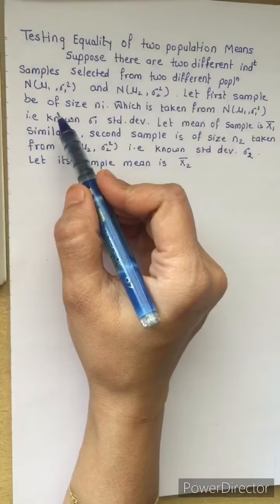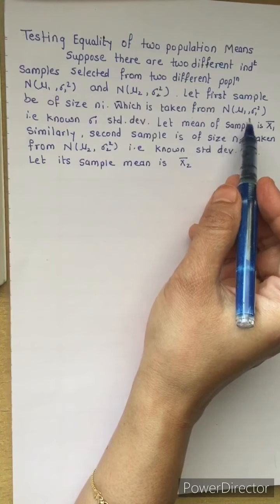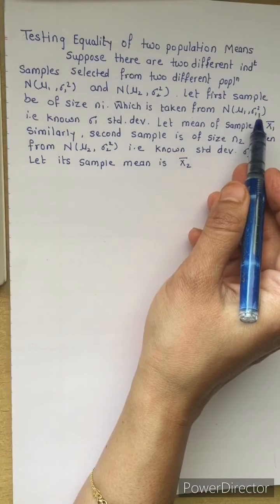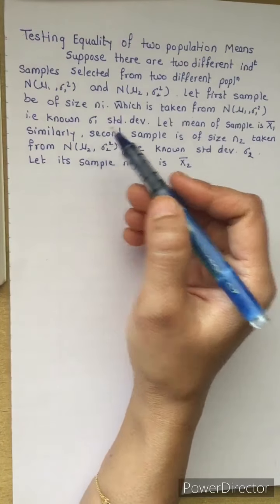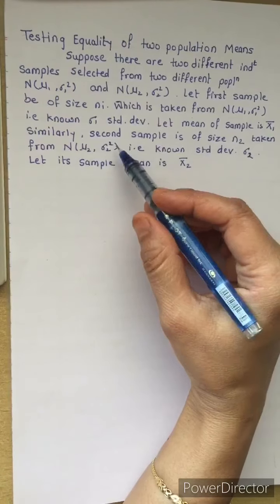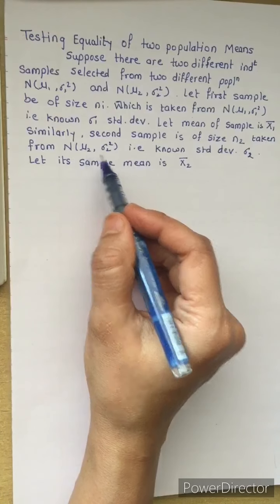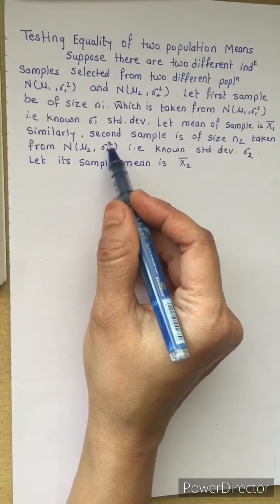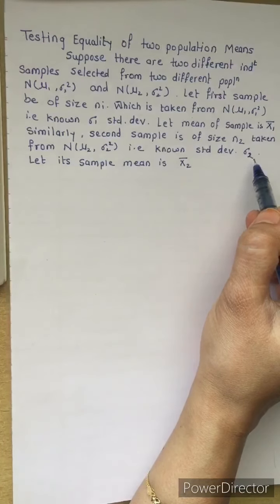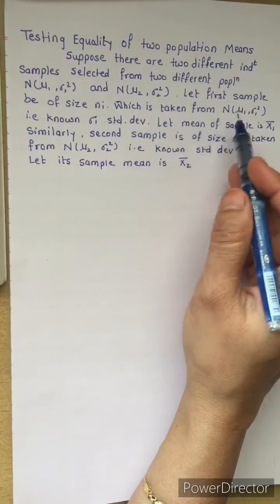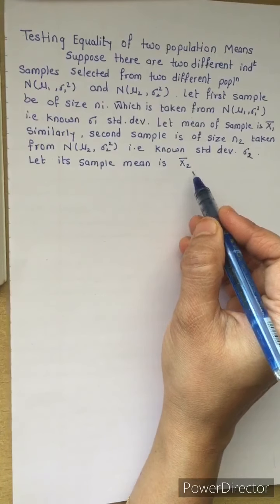The first sample of size n1 is taken from normal mu1, sigma 1 square. If we know sigma 1 square, it means we know the value of sigma 1, the standard deviation. In the same way, we have considered a second sample of size n2 from a normal population with mean mu2 and variance sigma 2 square. If variance sigma 2 square is given to us, it means we know the standard deviation sigma 2. For both the samples, we have sample means x1 bar and x2 bar.